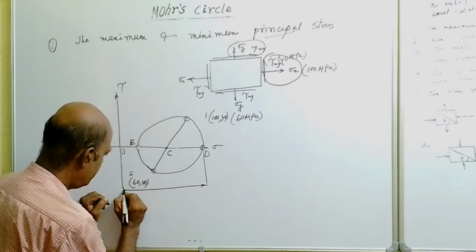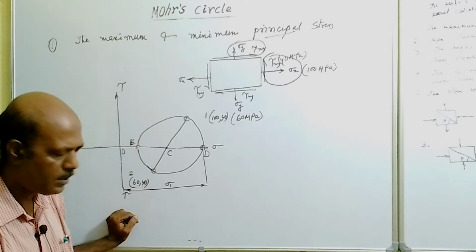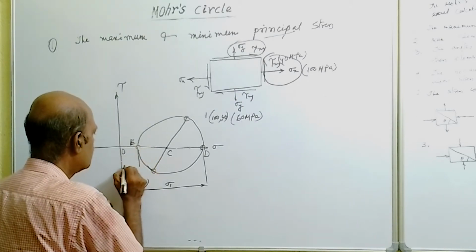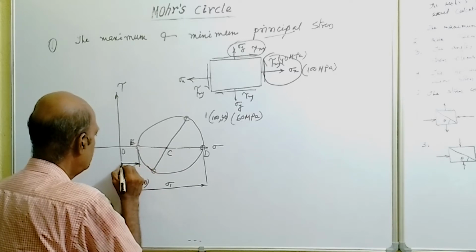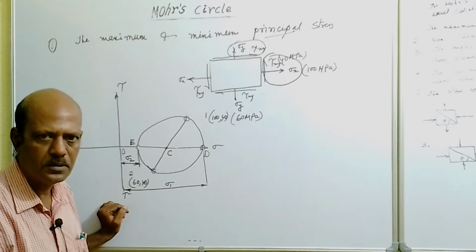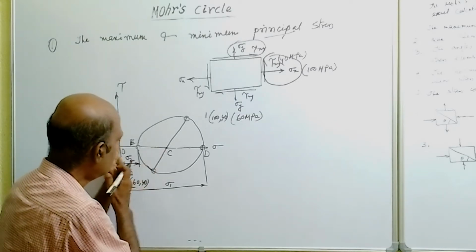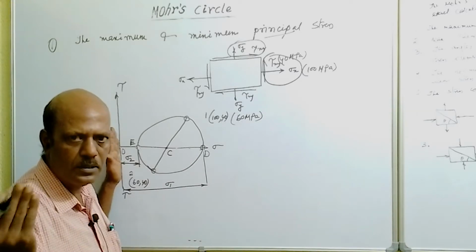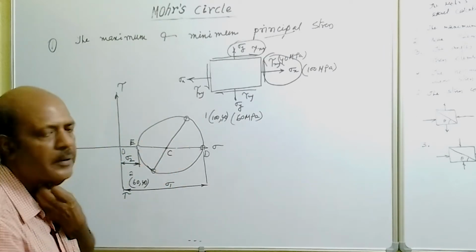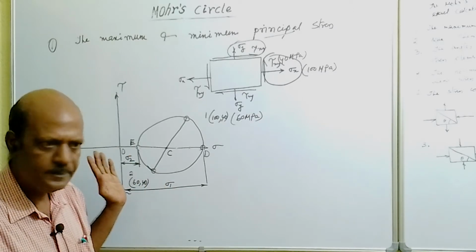So measure the distance by using the same scale. That will be your major principal stress, denoted by sigma 1. And measure the distance from origin to this point. This distance will be your sigma 2, that is the minor principal stress. And regarding the nature of the stress, from the origin both the stresses exist on the right side. That means both the stresses will be tensile. So in this way we can find the principal stresses as well as the principal planes.